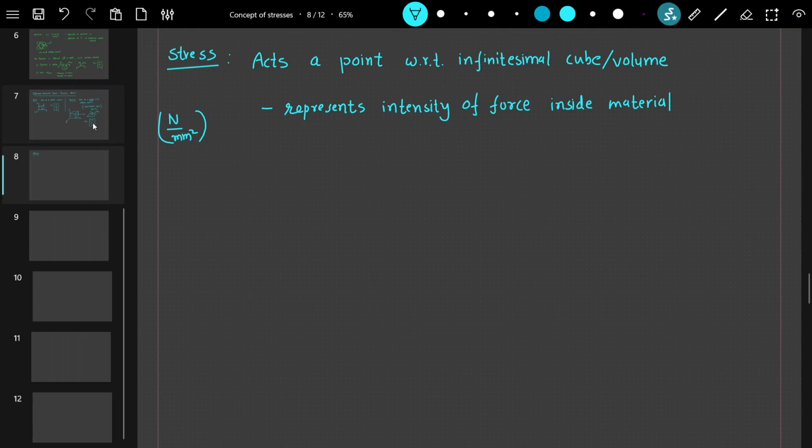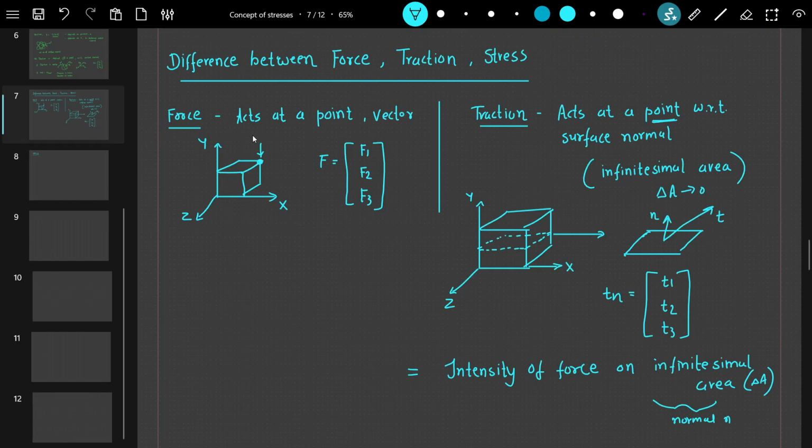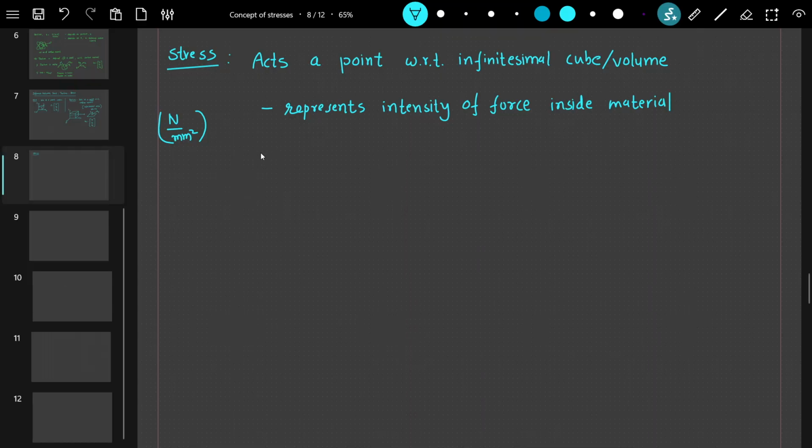So if you see, for force we are defining at a point. For traction we are digging one level inside. Okay, we are defining a cut plane, and defining the intensity of force. Then when it comes to stress we are going one level advanced, from a plane we are going to a cube or volume.